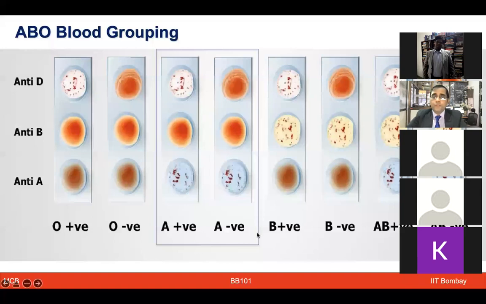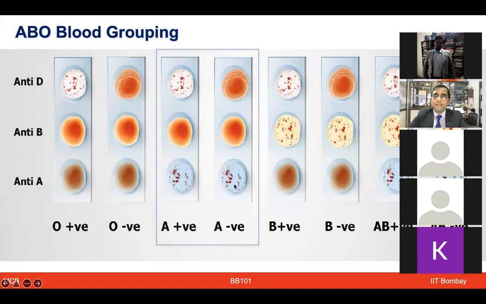If you focus on this box right now, we are adding antibody A to a given unknown blood group. Let's say you do not know your blood group, and 3 drops of blood are kept on the glass slide. In 1 drop you add antibody A, in the other drop antibody B, and in the 3rd drop antibody D. If there is agglutination happening, which means antigen antibody reaction is happening, that results in the precipitation of the protein.